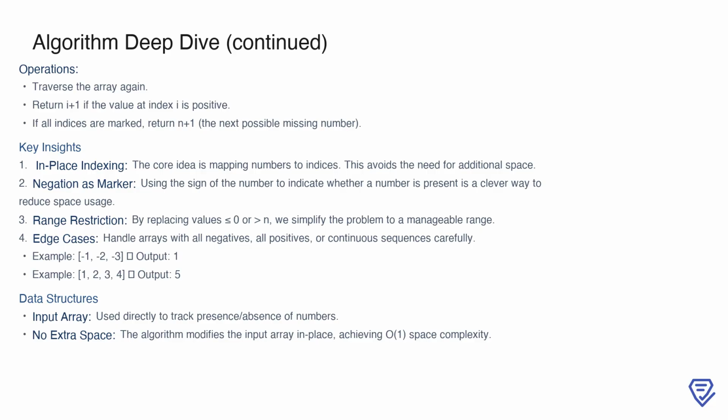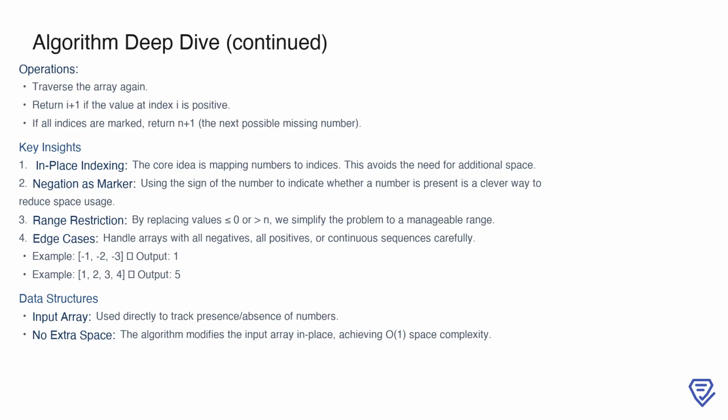First, the entire approach hinges on in-place indexing, mapping numbers to their corresponding indices. This clever use of array indices eliminates the need for additional space. Second, we use negation to mark numbers as present, which is an efficient way to track values without extra data structures. Third, by replacing invalid values with n plus 1, we simplify the problem to a manageable range. Finally, it's important to handle edge cases carefully.